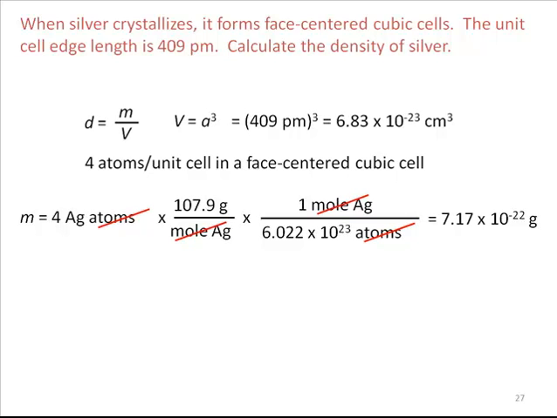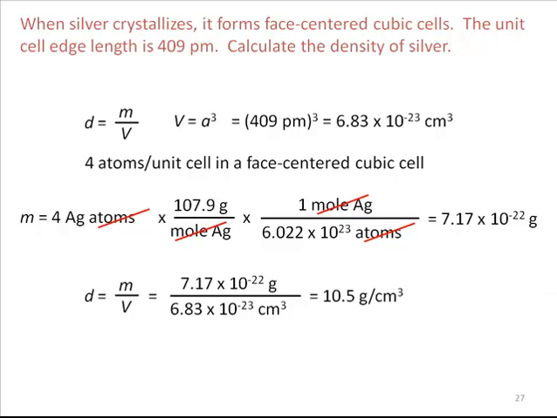Then we just take the mass divided by the volume. It's a density problem. The mass is 7.17 times 10 to the negative 22nd grams. Volume is 6.83 times 10 to the negative 23rd centimeters cubed. And that gives us a density of 10.5 grams per centimeter cubed. That happens to be the density of silver. So this is a way of calculating the density of a substance if you know what type of cubic cell it forms. So the cool thing is if you know the cubic cell you make, you can calculate the density of the material, no matter what you put in it. You just need to know how many atoms of each you put in there.